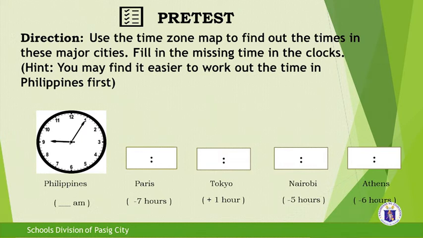You're just going to use the time zone map to find out the times in these major cities. Just fill in the missing time in the clocks. And this will be your clue. You may find it easier to work out the time in the Philippines first. I'll be giving you enough time to answer this one. And your time starts now.